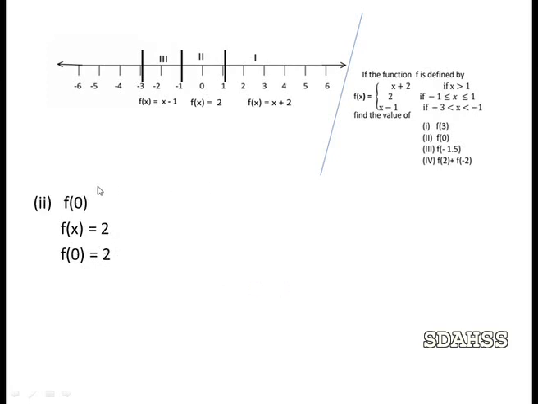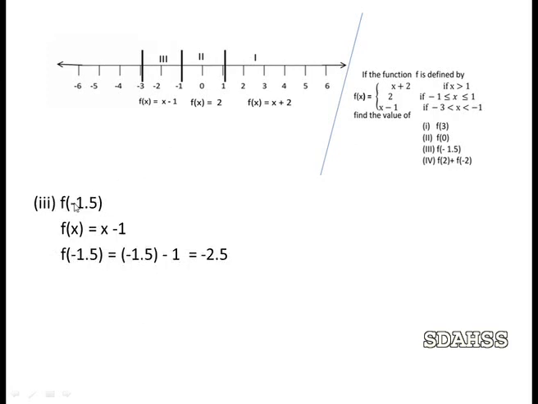Second sum. F of 0. 0 is located in the second interval. So the function is f of x is equal to 2. Now substitute x is equal to 0. So f of 0 is equal to 2.